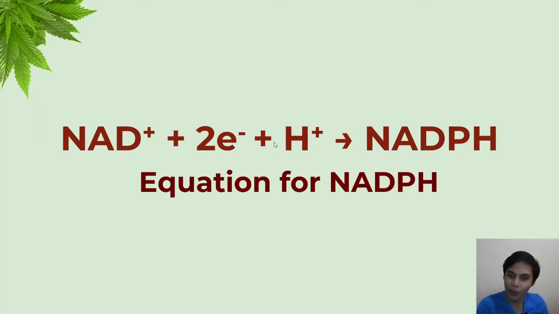This is the chemical equation of your electron transporter. Sorry, there's a typo there, that's supposed to have a P. Your NADP plus will combine with two electrons, and it will pay the fare or shut the door with a single hydrogen ion, and that balances out the charges. That's why it became NADPH.